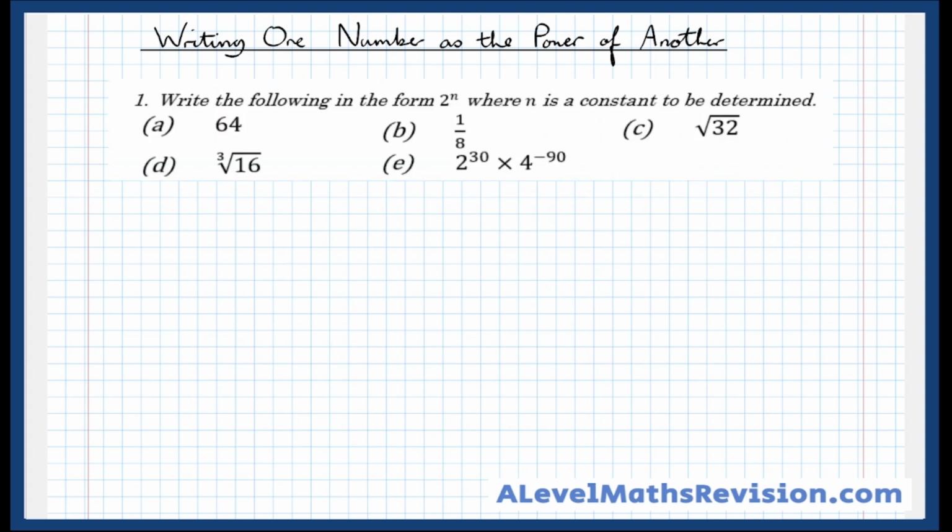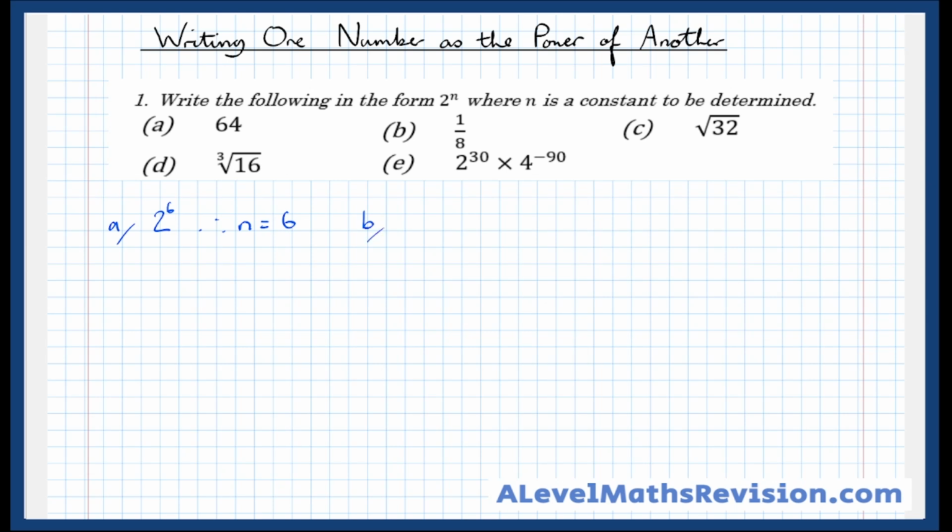And there's a question there. So write the following in the form 2 to the power of n, where n is a constant to be determined. So this exercise requires you to know your powers of 2 and your index laws. So if you want to give it a go, pause and give it a go, but I'll go through and start explaining them now. So part A, you've basically just got to know that 64 is 2 to the power of 6. Therefore, n equals 6.